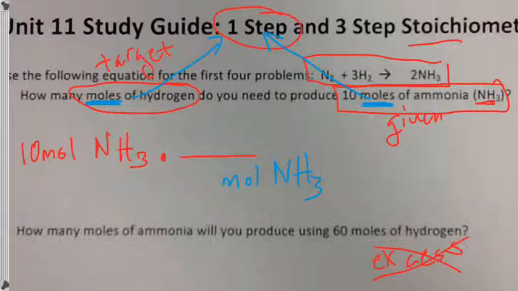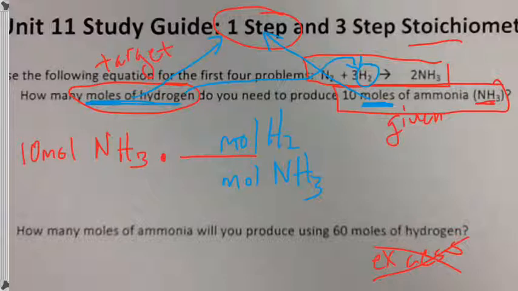On the top, I'm going to put my target. My target again is up here. So that's going to be moles. And if you forget what the formula of hydrogen is, go to the equation. In this case, the formula is H2 because hydrogen is a diatomic.